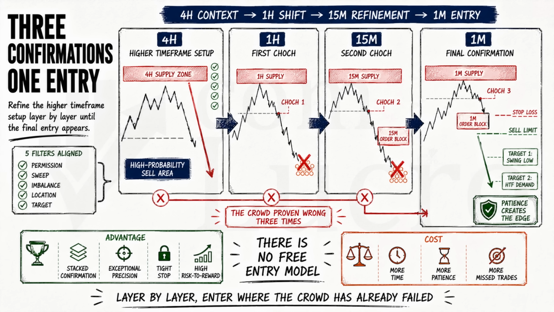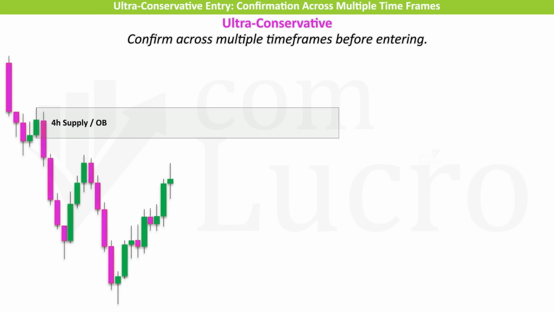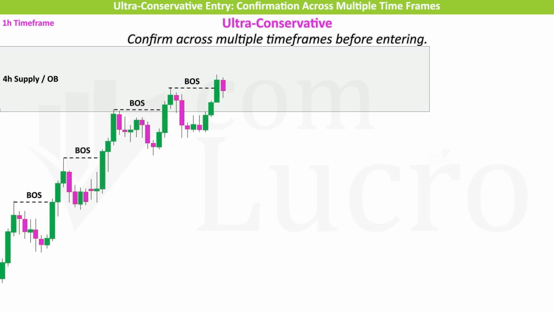Now, let's move to the third model, the ultra-conservative entry. Imagine a perfect sell setup on a higher time frame, such as the 4-hour chart, fully aligned with every criterion of a high-probability trade. The next step is to wait for price to return to that higher time frame supply zone, and then shift down to a lower time frame, such as the 1-hour chart. From there, monitor price action and wait for a change of character to form. Once that structural shift is confirmed on the 1-hour time frame, the ultra-conservative sequence begins.